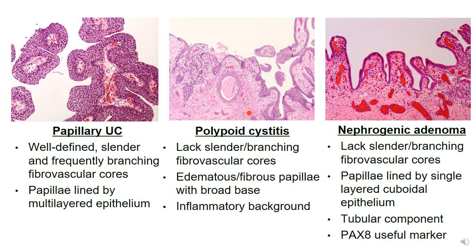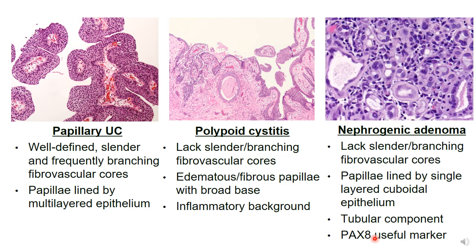Nephrogenic adenoma again also lacks slender or branching fibrovascular cores. Papilla are typically lined by a single layer of cuboidal epithelium. That is a very important feature for nephrogenic adenoma. In comparison, papillary neoplasm typically has a multi-layered epithelium, and of course the slender fibrovascular core is also an important point. And keep in mind that nephrogenic adenoma typically presents with both papillary and tubulopapillary components. So the tubular component is pretty much most of the time something you are going to find. And then if you have doubt, PAX8 can be a very useful marker for your confirmation.